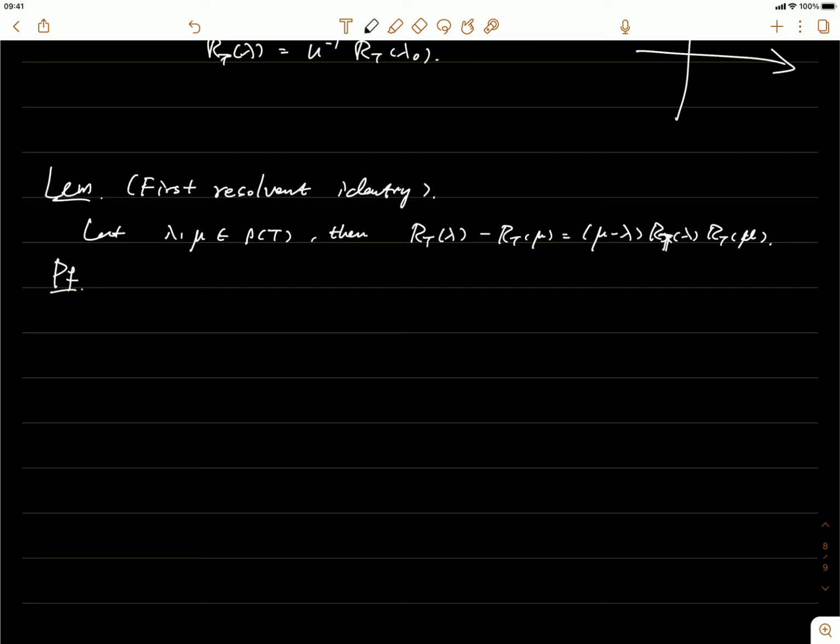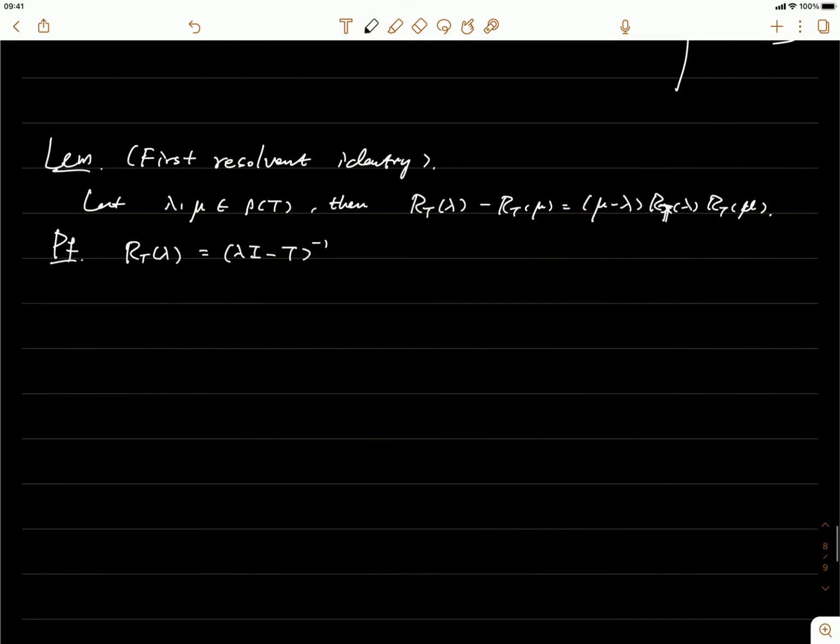So let's prove it. This proof is pretty easy. Let's just look at R_T(lambda). By definition this is (lambda I minus T) inverse. We know that this exists since lambda is in the resolvent set. And we can multiply by the inverse of the resolvent at mu, and then the resolvent at mu, right? Because these last two just cancel out. And the inverse exists again because mu is also in the resolvent set.